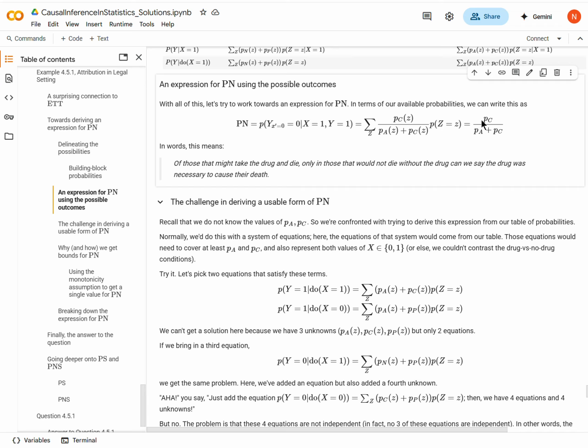This is saying this type of person, rather than who actually took the drug and died, divided by all of those who would take the drug and die, some of which would have died anyway, and therefore the drug was not at fault. Okay, so now you see how we're folding in these different population types into the probability of necessity.